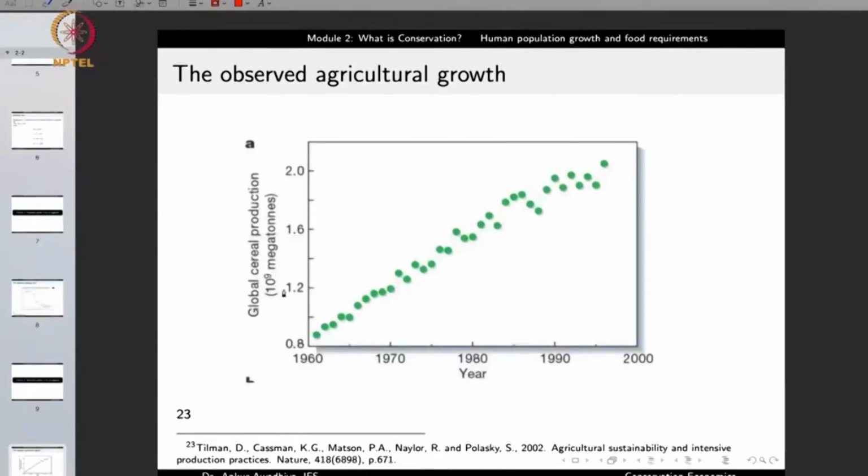But now if we look at the growth of agriculture in any short period of time, we will see that yes, it actually grows in an arithmetic progression. So here on the x-axis we have the years, on the y-axis we have the global cereal production, and it is increasing very slowly, and it's not showing a nature of doubling.